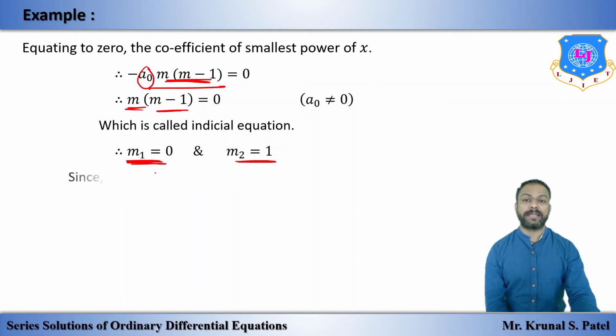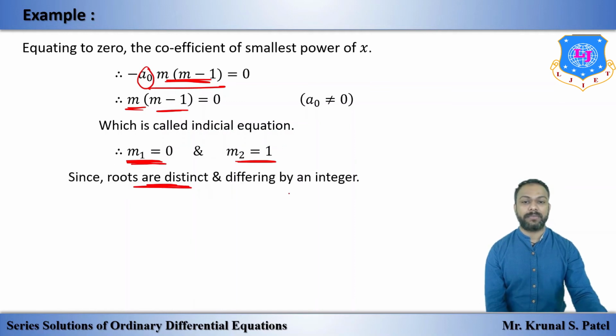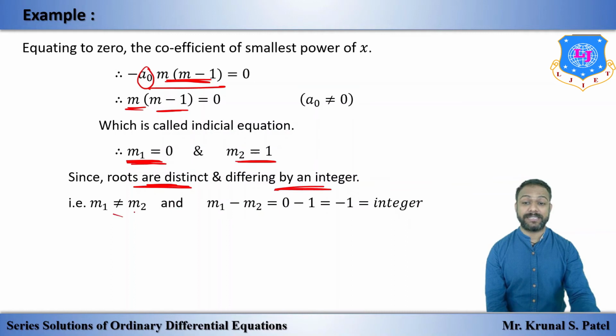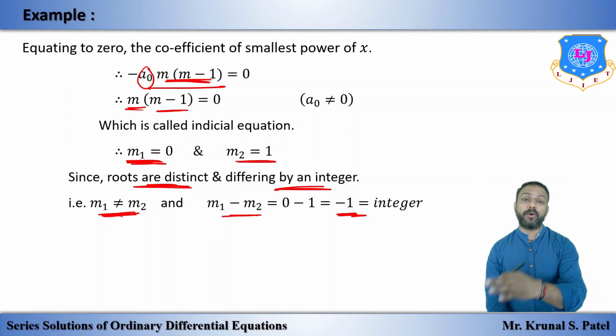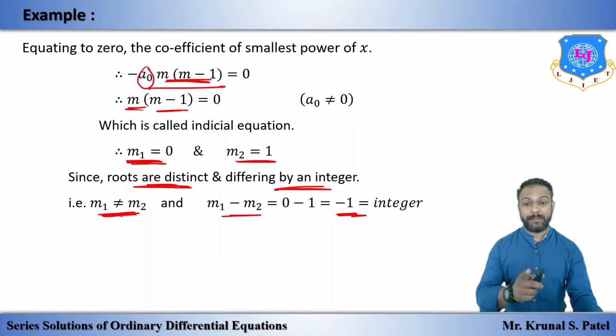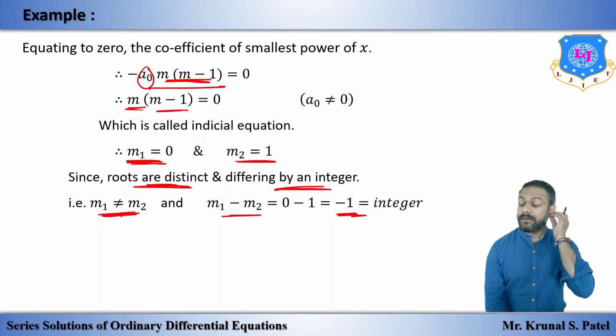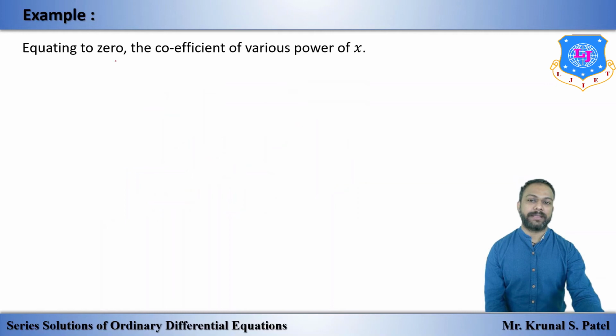Now here you can see that m1 and m2 both are distinct but differ by an integer. You can see these both are different, but the difference is -1, and -1 is an integer. So it is case number 3. Now in case number 3, which part, A or B, is applied here, we will also decide after getting the recurrence relation, by equating to 0 the coefficient of various powers of x.